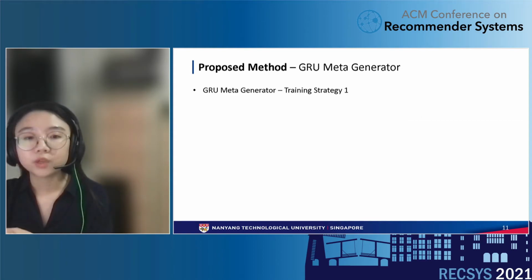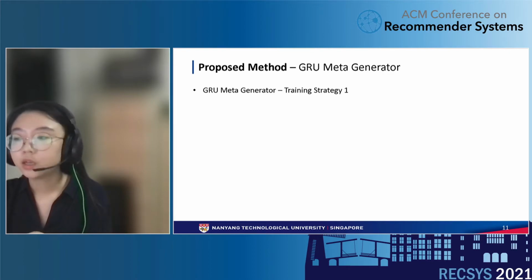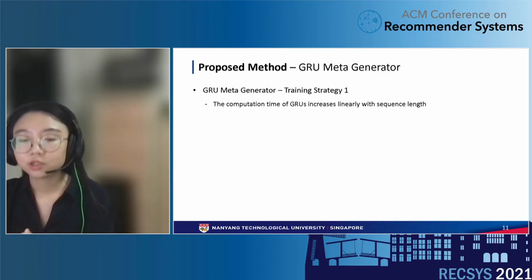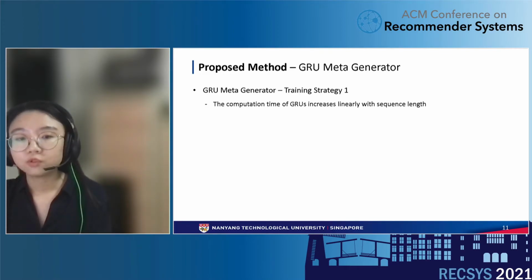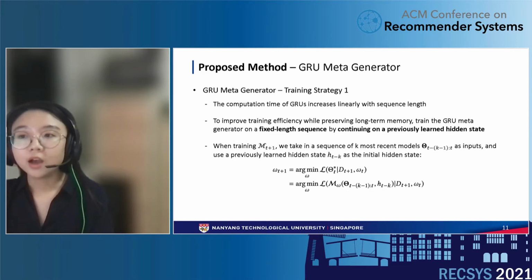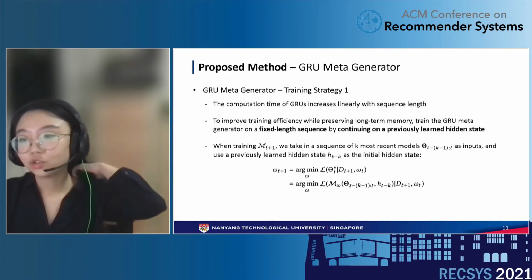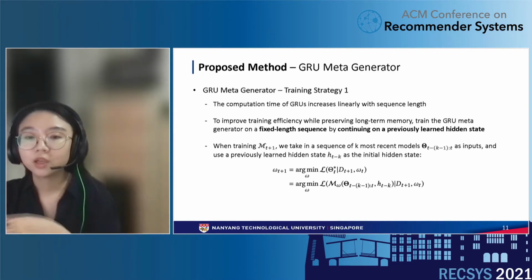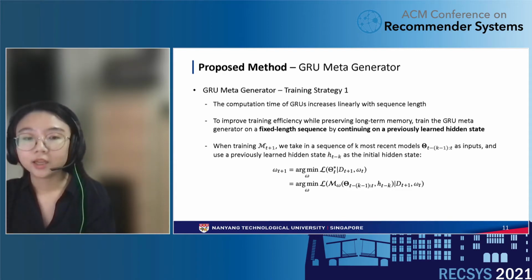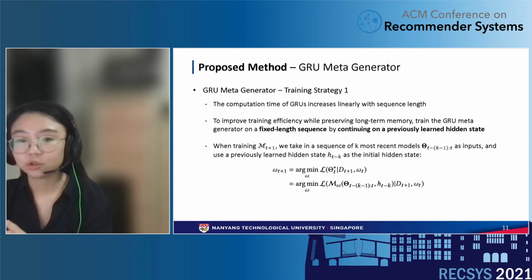And to improve the training efficiency and sequential modeling ability, we further propose two training strategies tailored to the GRU meta generator. Firstly, we noticed that the computation time of GRUs actually increases linearly with the sequence length. So to improve training efficiency while preserving the long-term memory, we propose to train the GRU meta generator on a fixed length sequence by continuing on a previously learned hidden state. When training the meta generator, we take in a sequence of k most recent models as an input, and then use a previously learned hidden state as the initial hidden state.